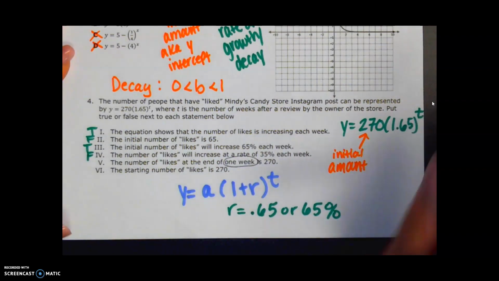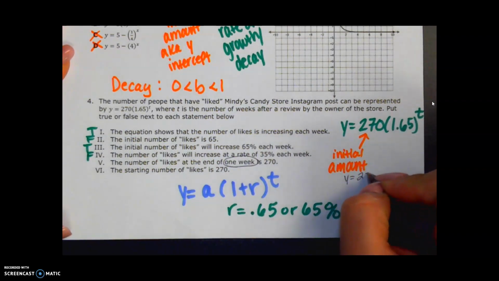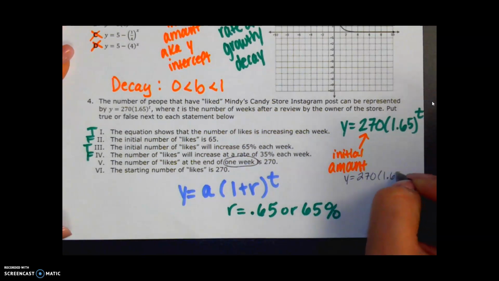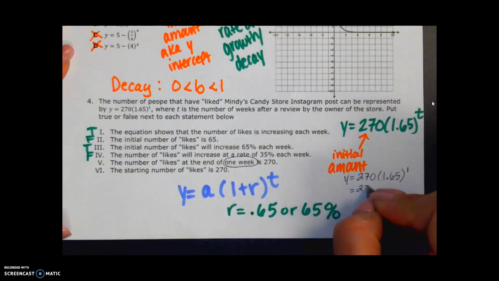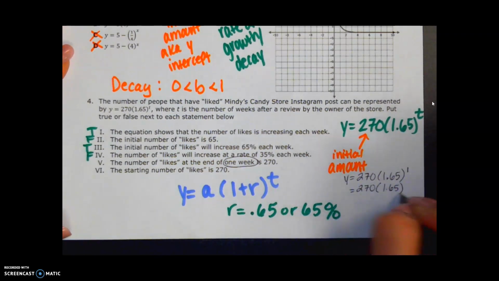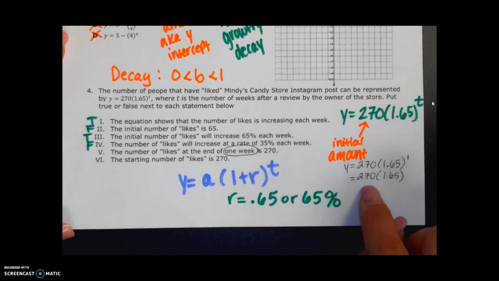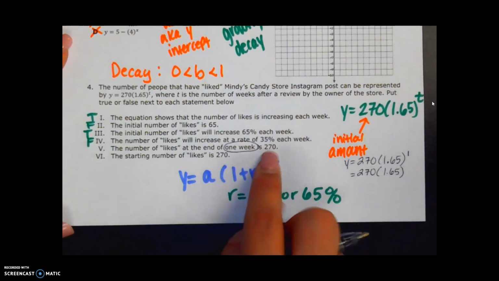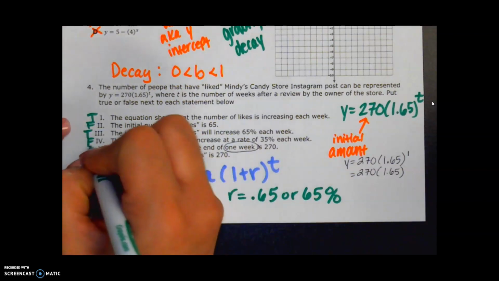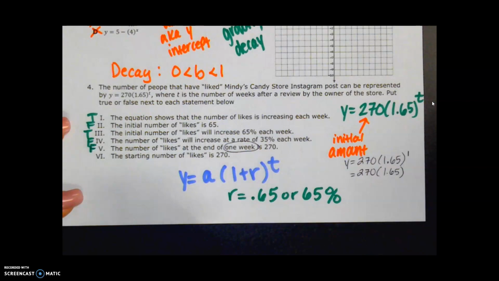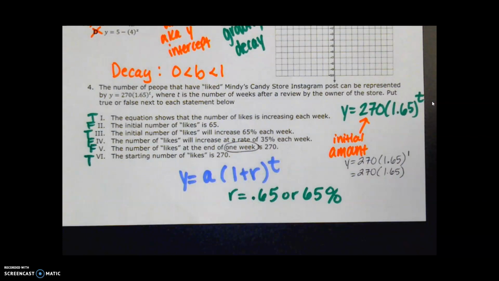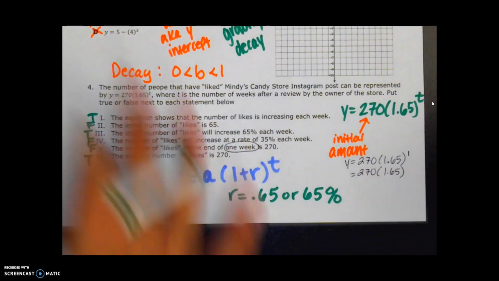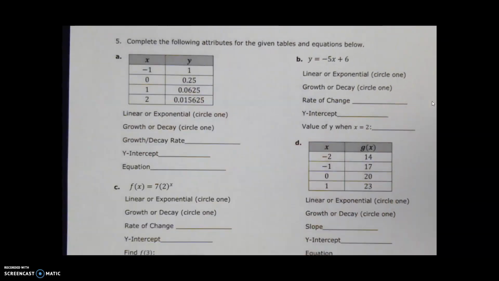We have to plug in a 1 for t. So y equals 270 times 1.65 to the first. I can already tell you that this is going to be 270 times 1.65, and whatever that number is, I know that is not 270. So I'm going to say false. You can plug that into your calculator if you want, but it is not 270. The starting number of likes is 270. That is true.